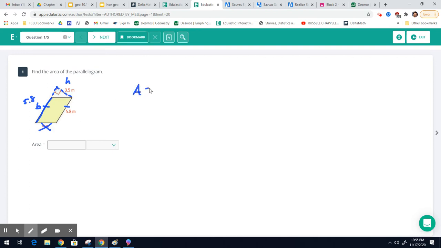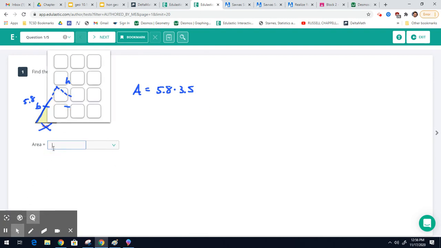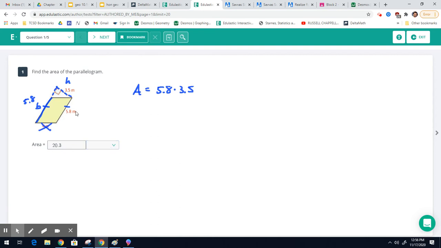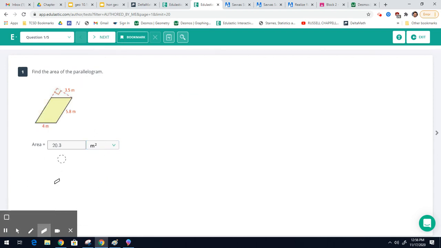So to find the area of this parallelogram, base times height, 5.8 times 3.5. I'm going to do that off to the side. You can just do that in the Desmos Graphing Calculator as well. So 5.8 times 3.5, and I got 20.3. So in here, 20.3. And again, we're making you choose the units. So notice they're meters. So this is area, meters squared. All right. Very good. Next problem.